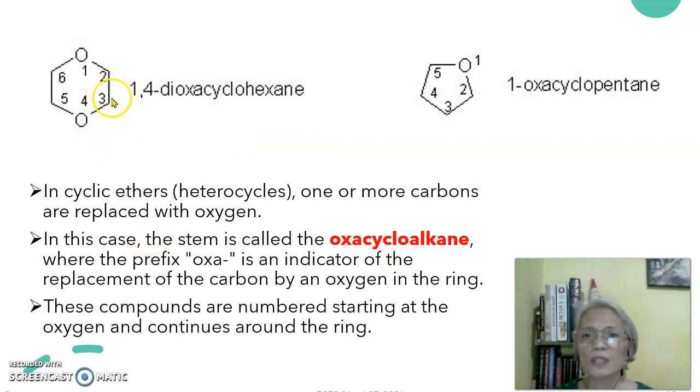So, here, notice that in the cyclohexane, carbon is replaced by oxygen in locants 1 and 4. So, this is now a dioxacyclohexane, referring to the replacement of carbon by oxygen. So, we have a 1,4-dioxacyclohexane. This one is cyclopentane, but oxygen replaces carbon. So, we have an oxacyclopentane, 1-oxacyclopentane, or simply oxacyclopentane. Note that in these compounds, numbering starts at oxygen and continues around the ring.